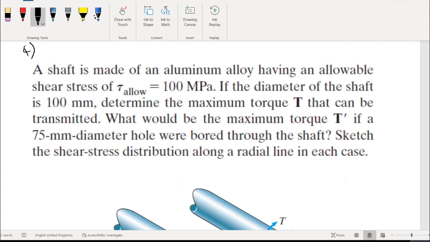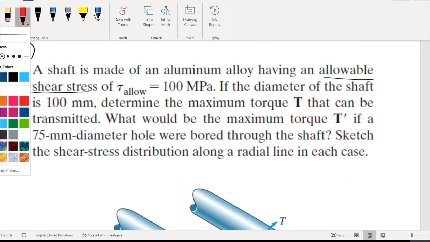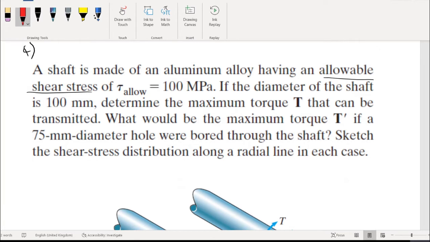Okay, another member is given, which is a shaft made up of aluminum alloy having an allowable shear stress. Let me use the red color. Allowable shear stress, tau allowable, is 100 megapascals. Allowable means the design requirement: you need to design to 100 megapascals.